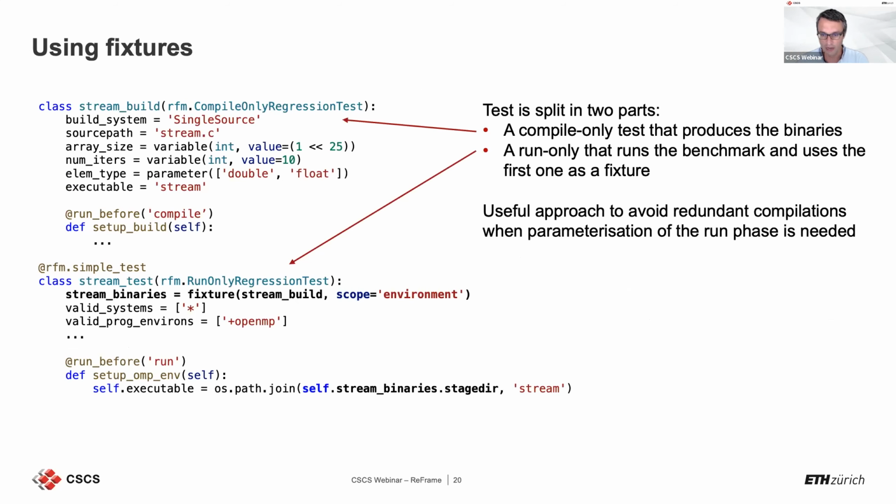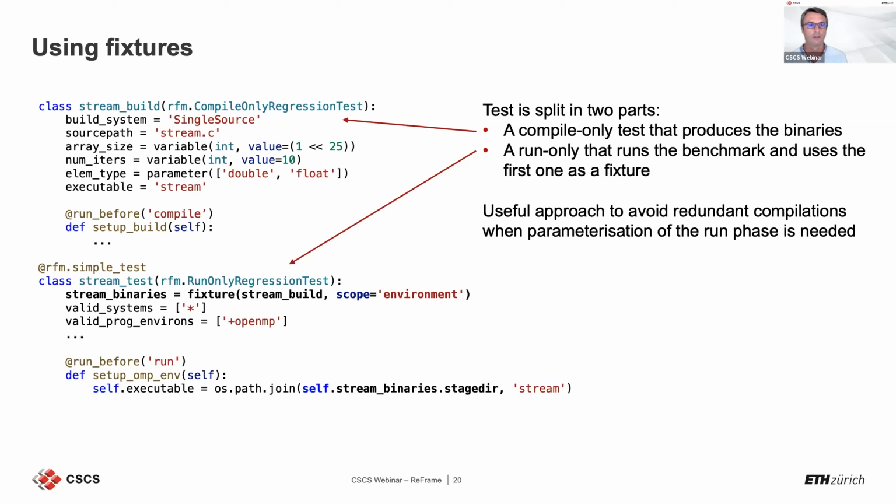I'm going to see here, I have an example. So here we split the stream test in two versions for the sake of showing it, but also it's a useful approach. And if you have a test that has a build phase and a run phase, and you want to parameterize essentially the run phase, it's better if you split the test. So you do avoid redundant compilations.